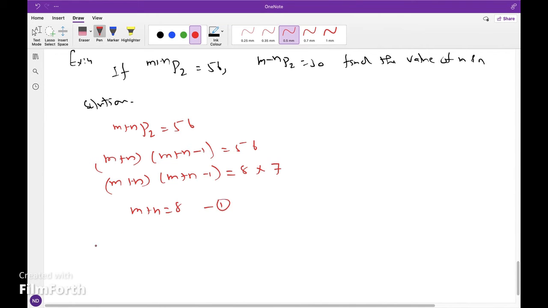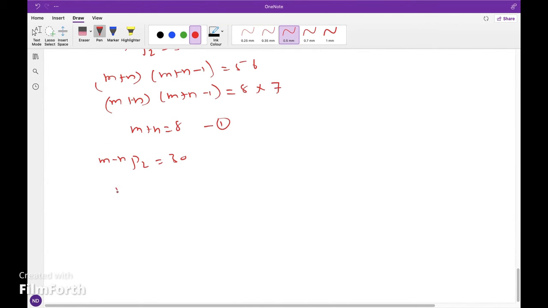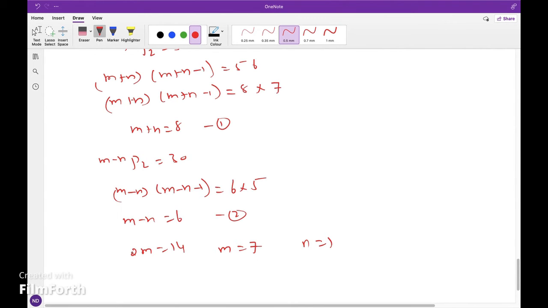This is equation number 1. Similarly, m minus n P2 equal to 30. This one, m minus n into m minus n minus 1, equal to the two numbers with difference 1, that is 6, 5. So m minus n equal to 6. So adding equation number 1 and 2, we get 2m equal to 14. So m is equal to 7. Substitute m is equal to 7 in equation number 1, then n is equal to 1. So (m, n) is equal to (7, 1).